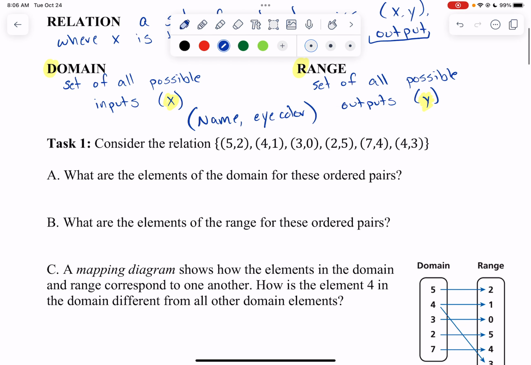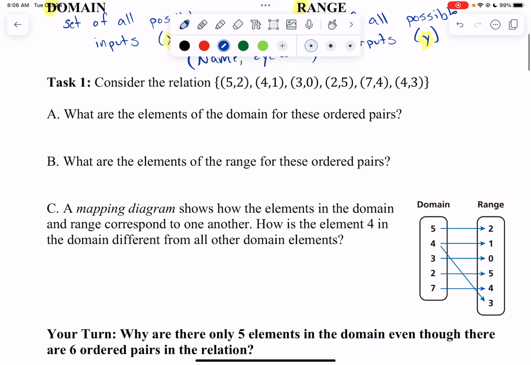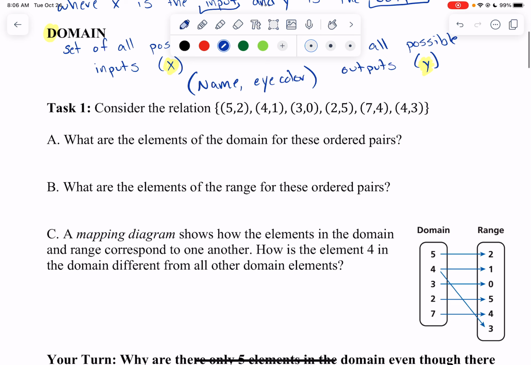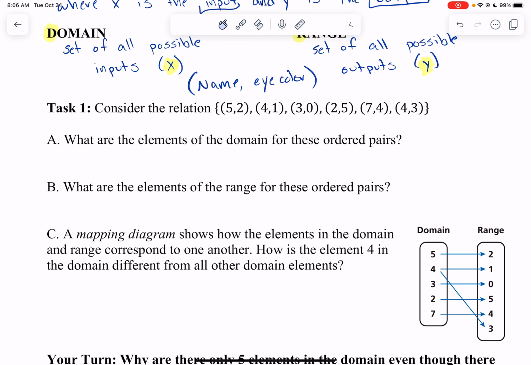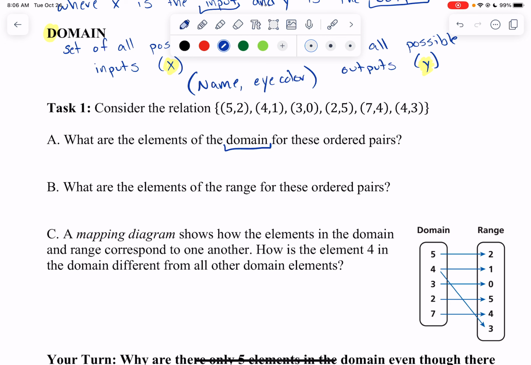Sometimes relations are numbers. Numbers are sometimes easier relations because we can come up with equations for them. In this first task, we're going to consider this relation. When I input a 5, I get out a 2. So the 5 is my input. We want to find the elements of the domain for these ordered pairs.